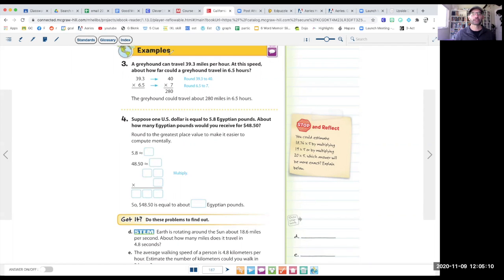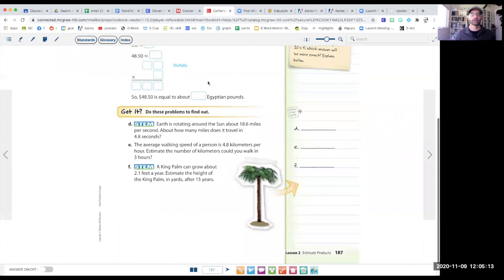Awesome. So now you guys are going to try some of these on your own, D, E, and F. So let's look at some of these word problems. It says Earth is rotating around the sun at about 18.6 miles per second. But how many miles does it travel in 4.8 seconds? So you're going to have to round these. You're going to round the bigger number to the nearest 10, and round this to the nearest 1. Ready, go.